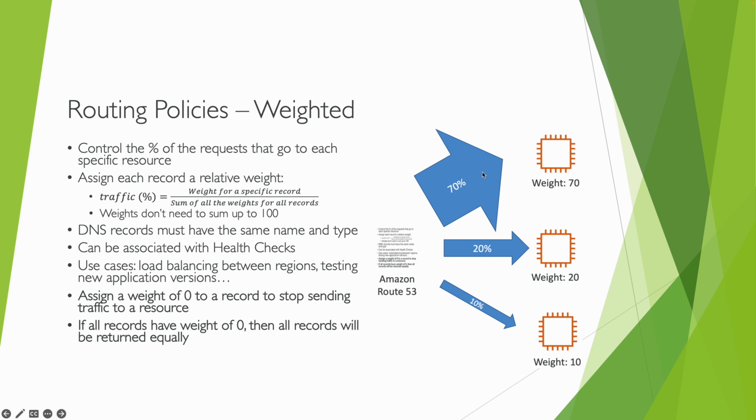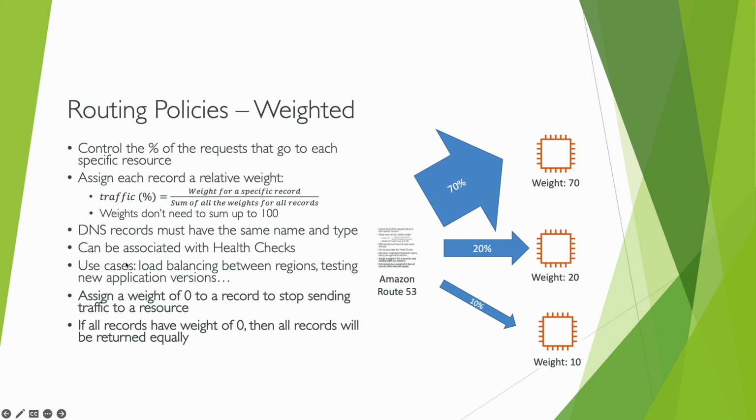So based on the load which you want to send to the server, we can create weighted records. DNS records must have the same name and type, so all these 3 must have the same name and same type. They can be associated with health checks also. So if there is any failure in a particular instance, the health check fails and it will stop routing to that instance. So we can also associate health checks with weighted routes.